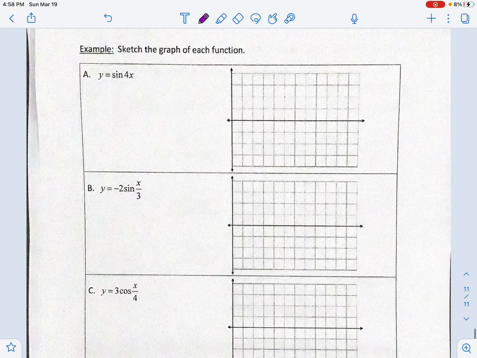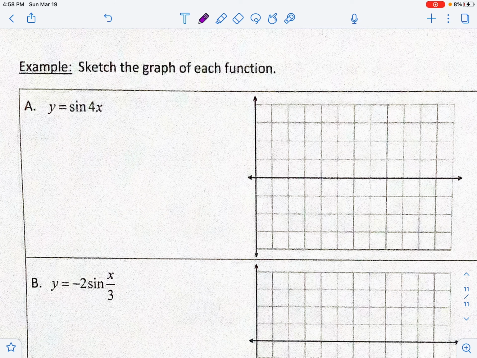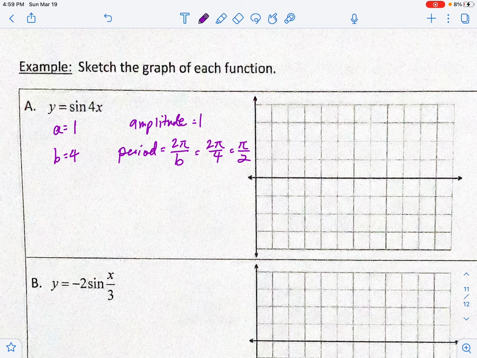So let's look at our first example. We have sine of 4x. So let's first start off by identifying our a and b value. The a value here is 1, and the b value is 4. So amplitude will be 1. And our period can be found by doing 2 pi over b. So in our case here, we have 2 pi over 4, which means we have a period of pi over 2. So we'll finish one full cycle within a period of pi over 2.